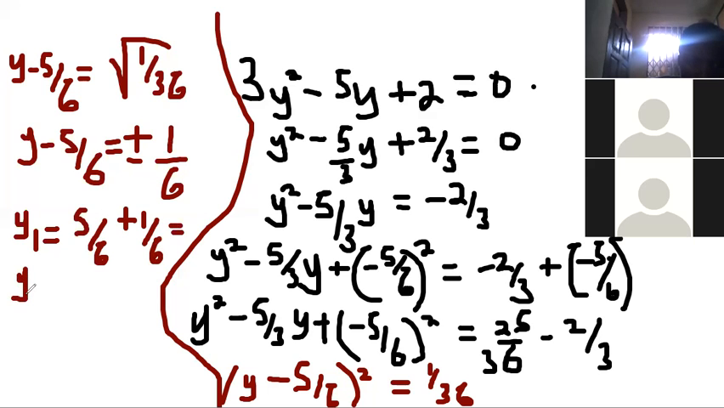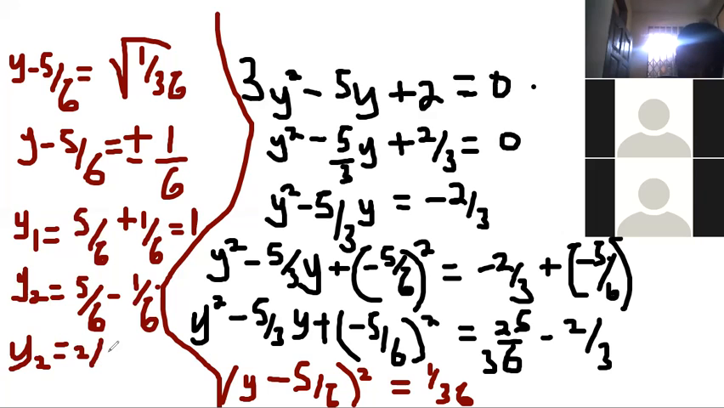Then the second y, y2, will be equal to, when we bring this one here, we pick the minus. So that will be 5 all over 6 minus 1 all over 6. So we can write the answers for ourselves. The first one, 5 all over 6 plus 1 all over 6 is 1. And y2 will be equal to 2 all over 3. You can leave it in decimal, which is 0.67.